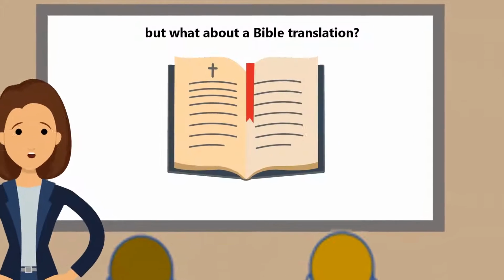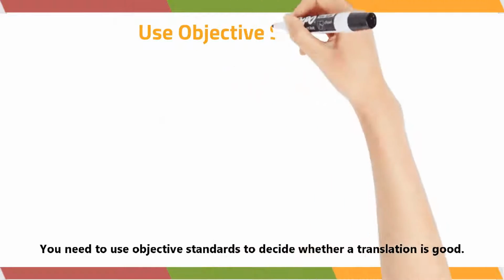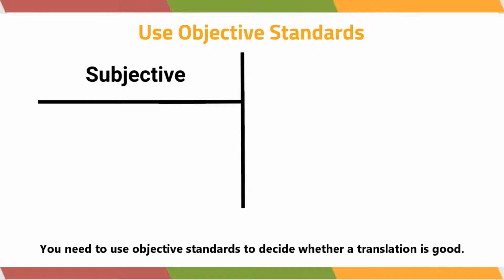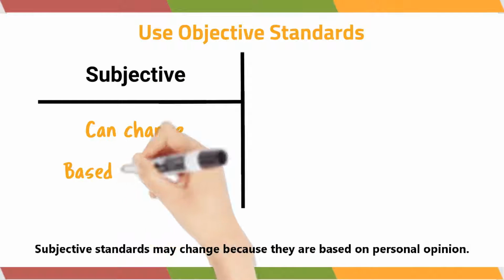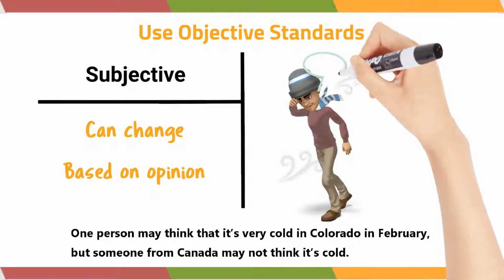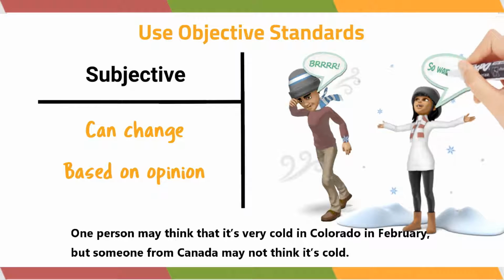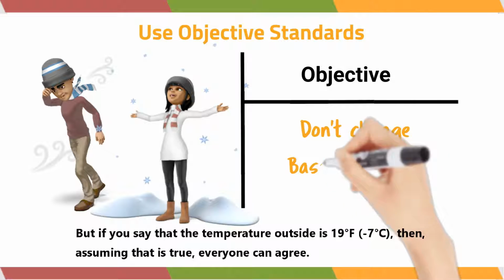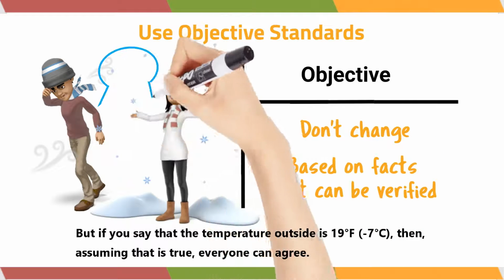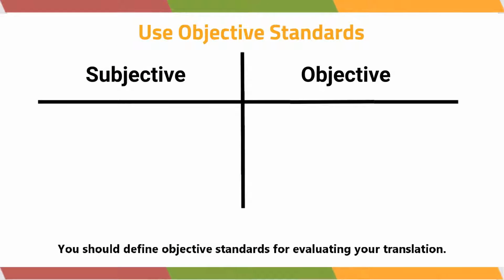But what about a Bible translation? What do you think makes for a good translation? You need to use objective standards to decide whether a translation is good. Subjective standards may change because they're based on personal opinion. One person may think it's very cold in Colorado in February, but someone from Canada may not think it's cold. But if you say that the temperature outside is 19 degrees Fahrenheit or minus 7 degrees Celsius, then, assuming that's true, everyone can agree. You should define objective standards for evaluating your translation.